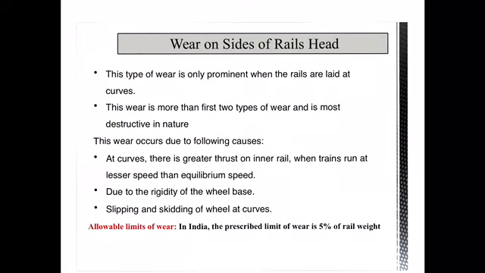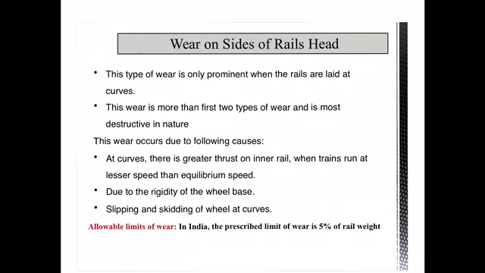This type of wear is more destructive in nature when you compare it to the first two types. So now we'll look into the various reasons that cause the rail wear to occur on the sides. The first reason, at the curve, is that there will be a greater thrust on the inner rail when the train moves at a higher speed than the equilibrium speed. Also, due to the rigidity of the wheel bases, there can be slipping and skidding of the wheels at the curves.